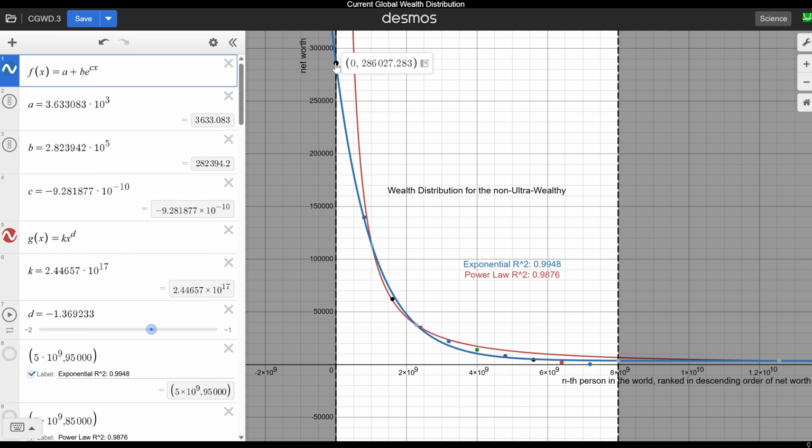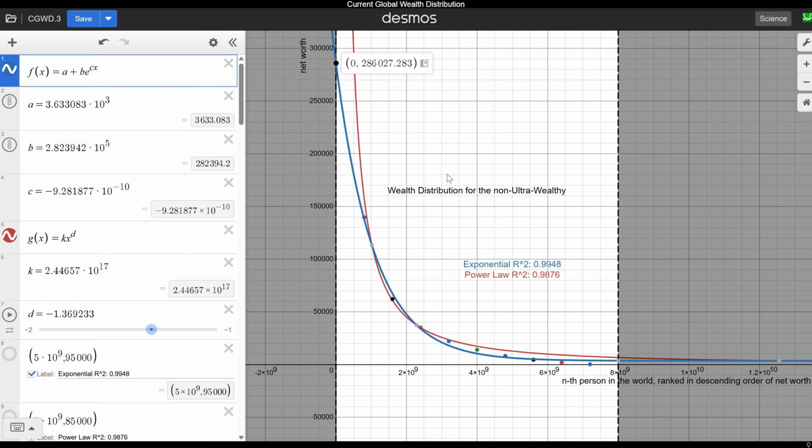As of December 1st, 2025, Forbes lists Elon Musk as the richest in the world with a net worth of $482.5 billion. That means the exponential distribution gives a prediction 1.5 million times off.